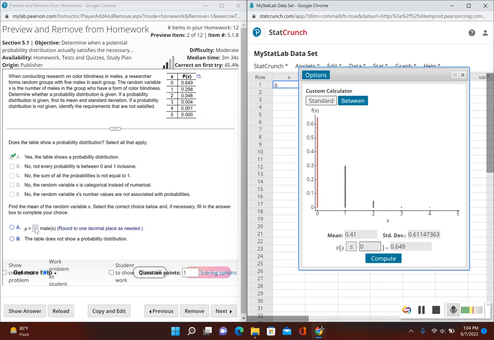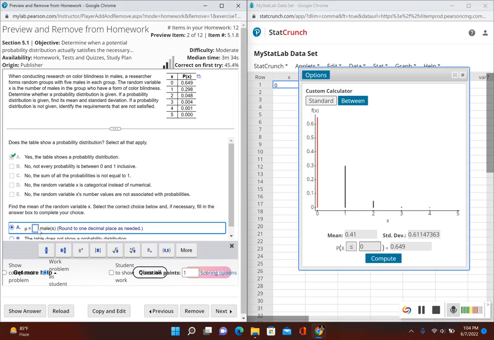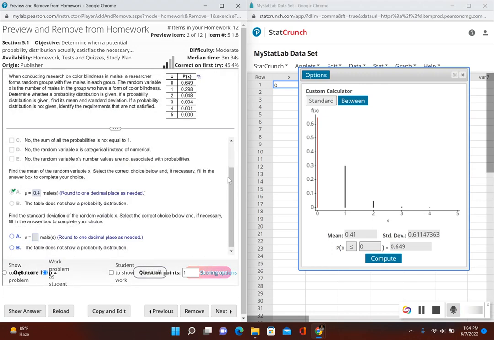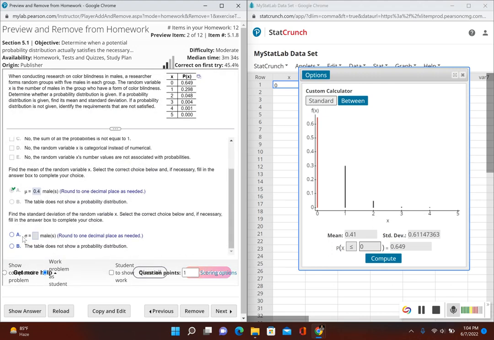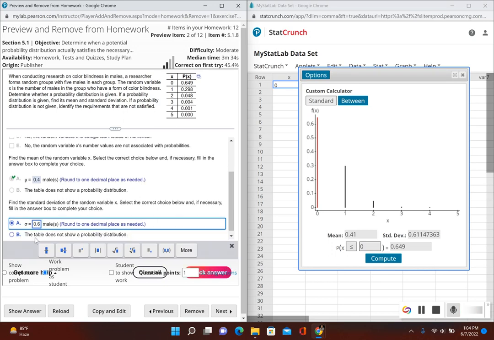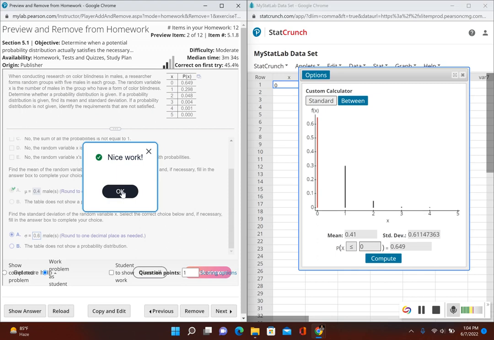It says to round to 1 decimal place. So for the mean, 0.41 will become 0.4. And then the standard deviation, also rounded to 1 decimal place, we get 0.6. And we should get it correct. Perfect.